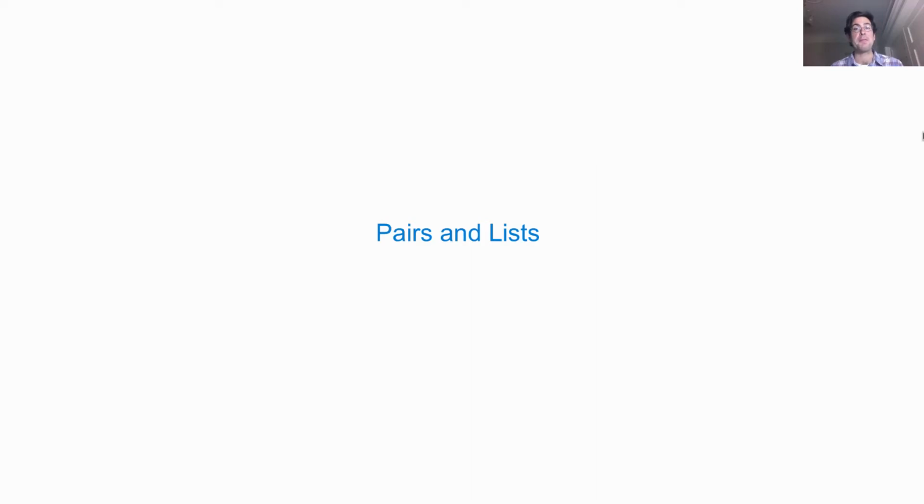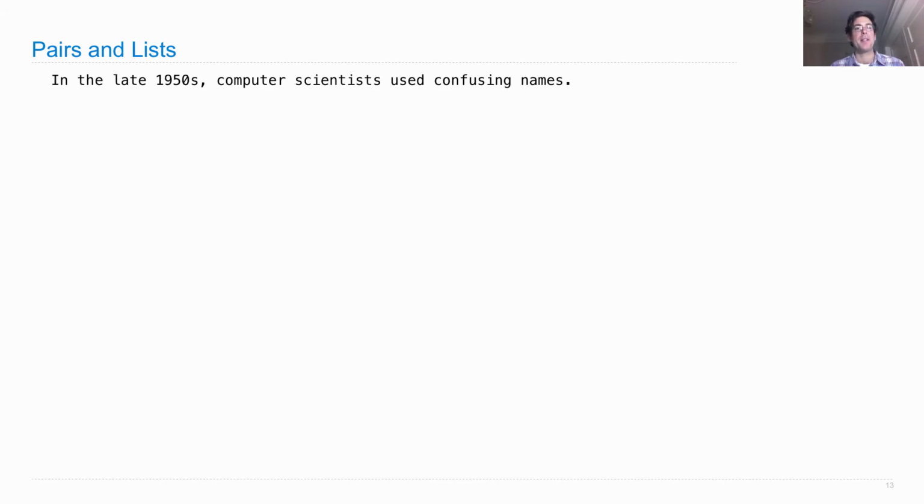Okay, there's one more thing that we need to learn about Scheme, and that's how to represent combinations of data. So pairs and lists are the fundamental data structures, and lists are just nested pairs. So in the late 1950s, computer scientists gave very confusing names to things. They called a cons a two-argument procedure that creates a pair.